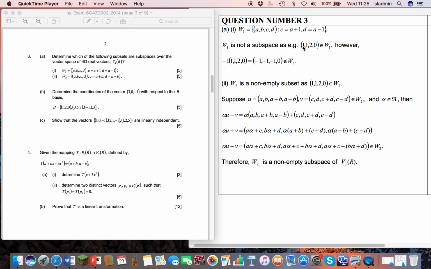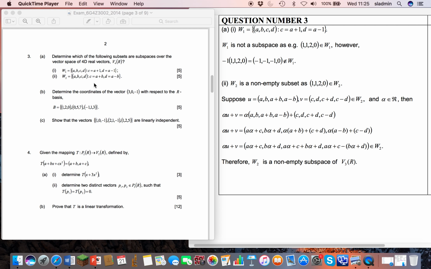However, if we multiply this vector by the scalar minus 1, then we get this vector, minus 1, minus 1, oh, that should be the minus 2 there, and then 0. But then you can see that this no longer belongs to W1. So for example, this element here, C, should equal A plus 1, but A plus 1 would equal 0. This element should be 0, but you can see it should be minus 2. So this vector does not belong to W1, so W1 is not a subspace.